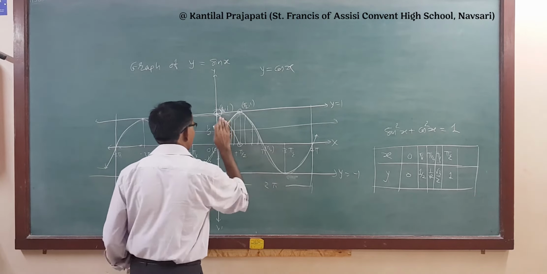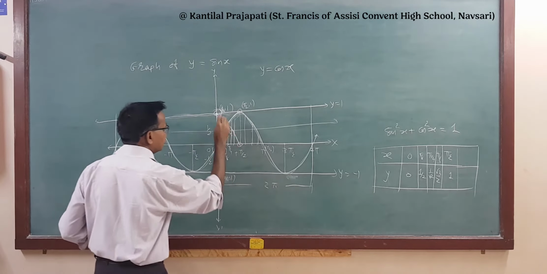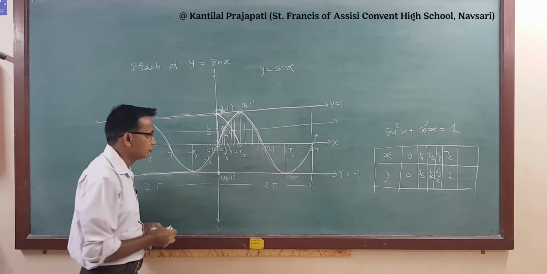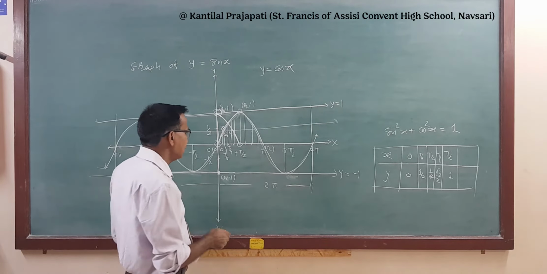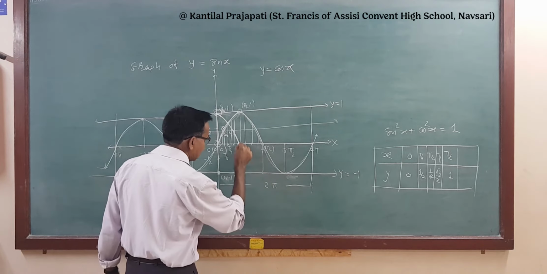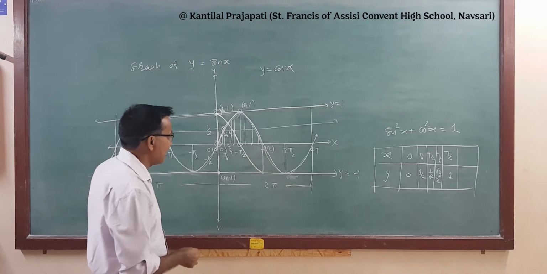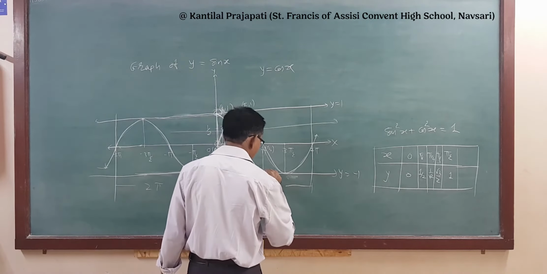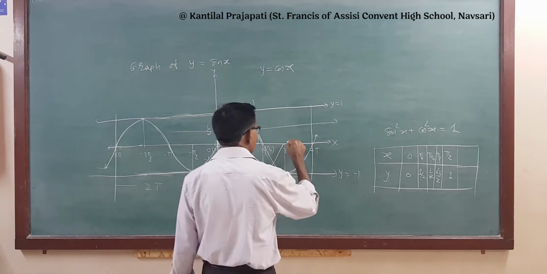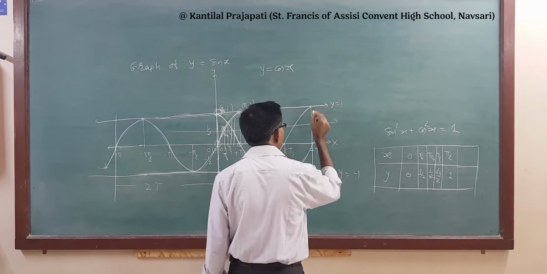Then what is cos pi? The value of cos pi is minus 1, so it will become here. Then cos of 3 pi by 2 is 0. Then what is cos 2 pi? It is 1.